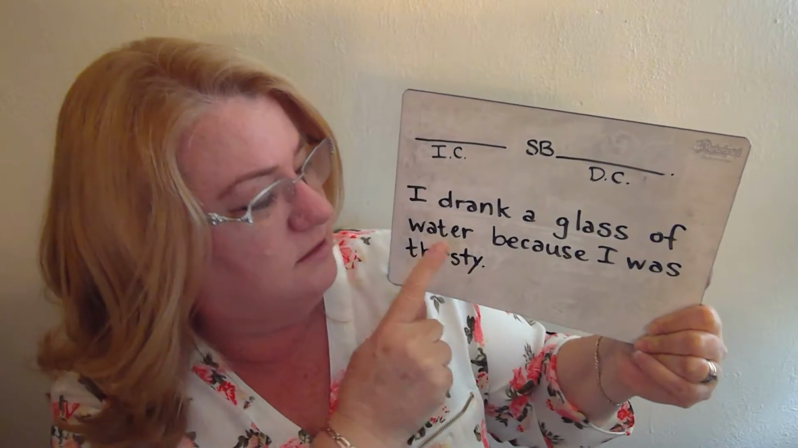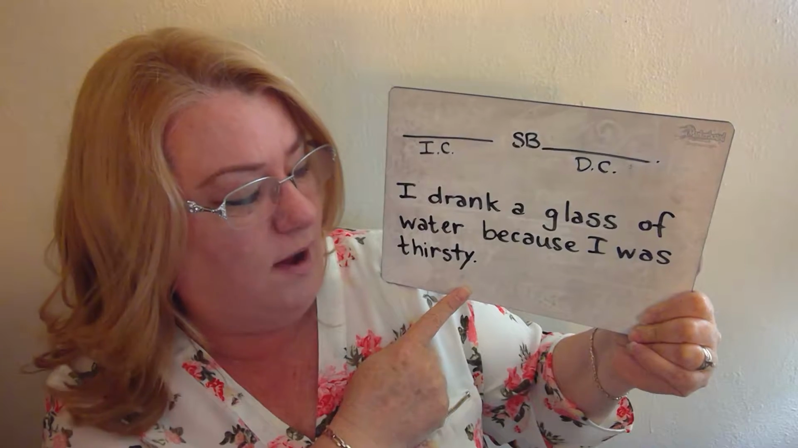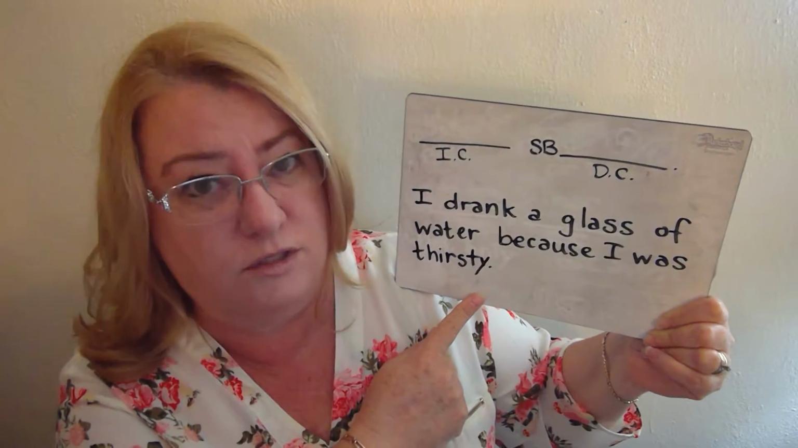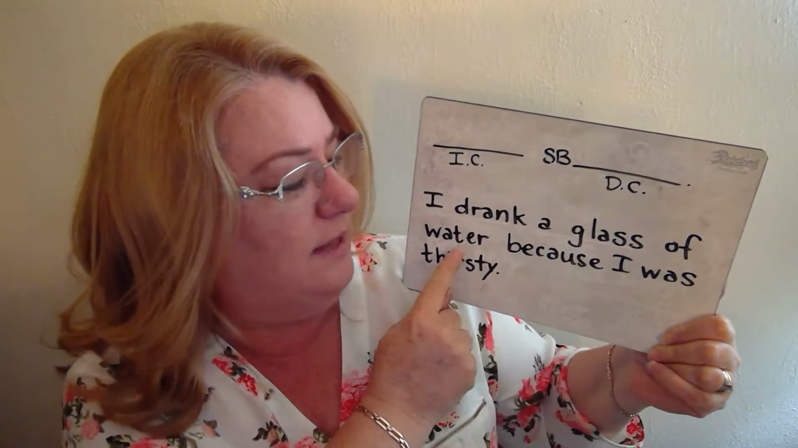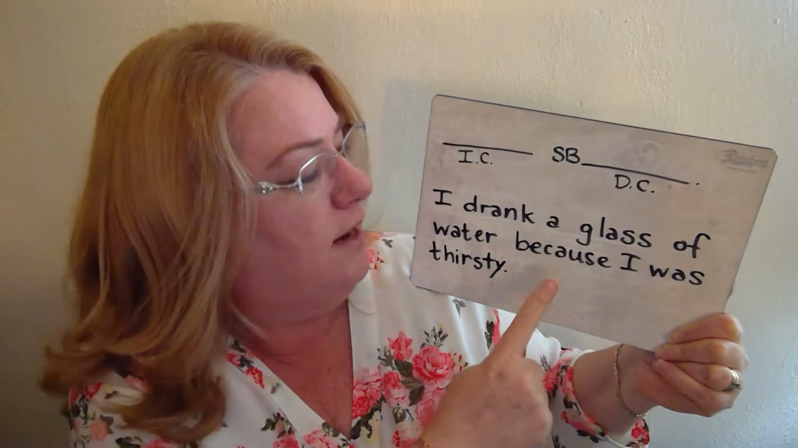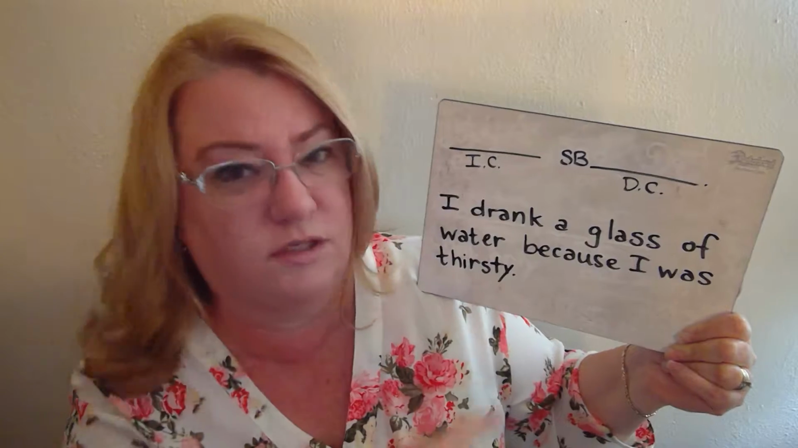Here's an example sentence. I drank a glass of water because I was thirsty. I drank a glass of water is a great sentence. It can end right there with a period. Now, because I was thirsty, you're like, it needs to be connected to the other idea to make it a complete thought.